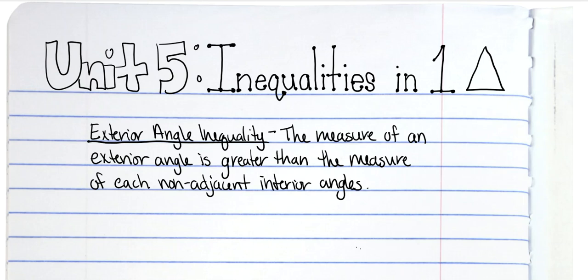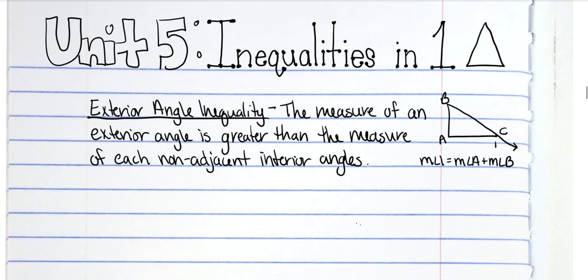So you can think of this kind of like the exterior angle theorem of a triangle. So A, B, and C, and we're going to call this angle 1. Our exterior angle is called angle 1. So remember that the exterior angle theorem says that the measure of angle 1 should equal the measure of angle A plus the measure of angle B, the two angles inside the triangle that aren't right next to it. That's what the exterior angle theorem says.